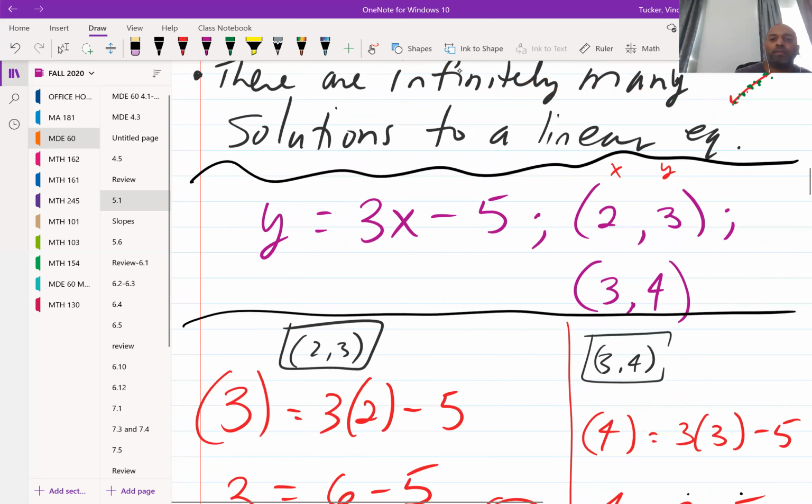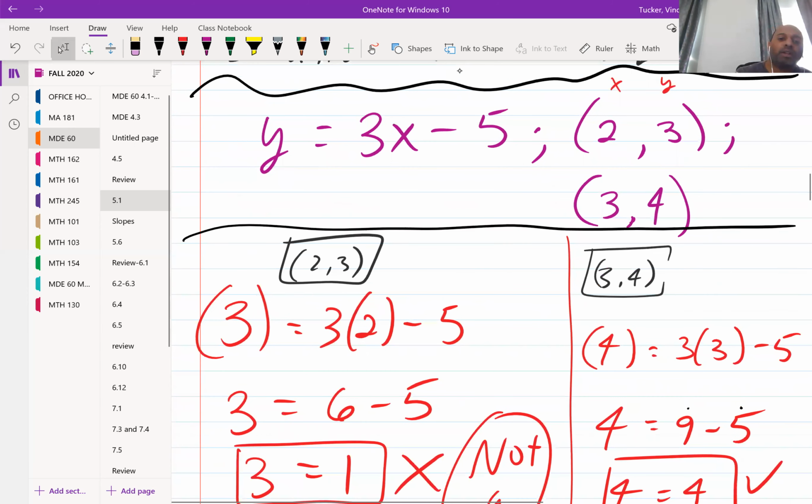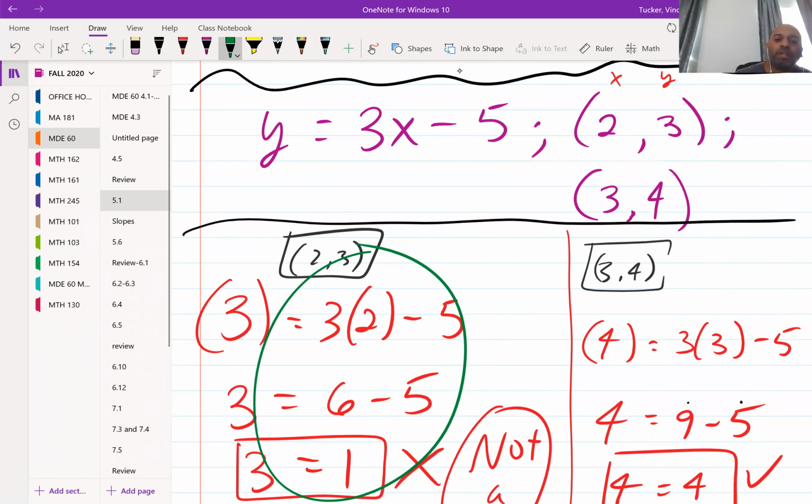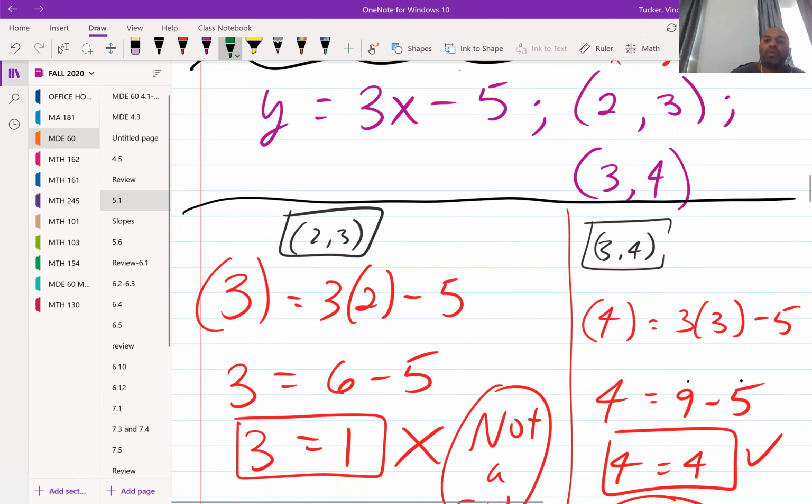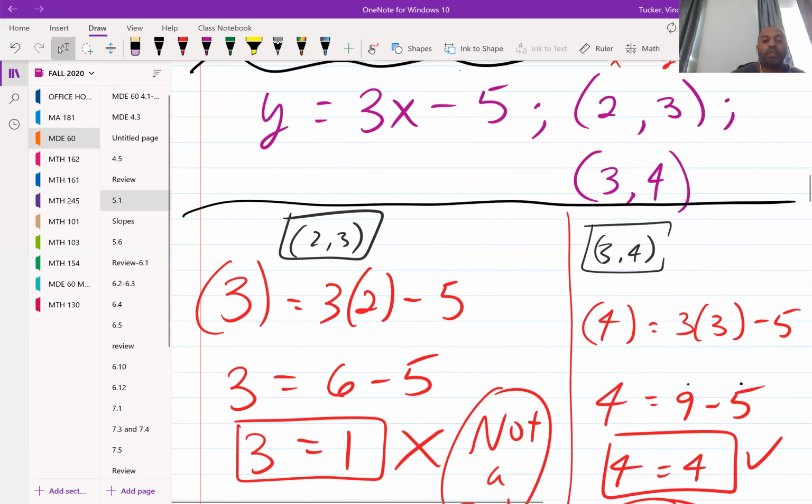So over on the left, I plug in (2, 3). So that's 2 for x, 3 for y. So that's why we have 3 equals 3 times 2 minus 5. 3 times 2 is 6. 6 minus 5 is 1. So 3 is not equal to 1. So that's not a solution.